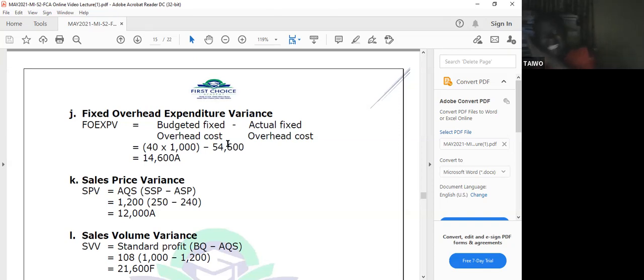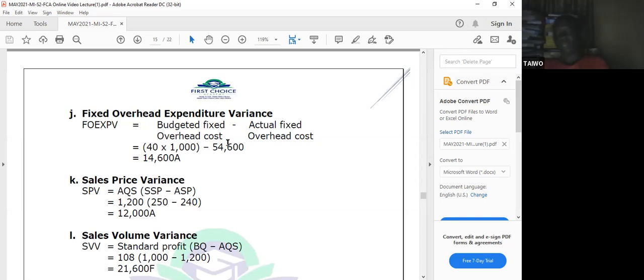Therefore, if you are finding your fixed overhead expenditure variance, what you quickly need to look at is the budgeted fixed overhead cost and the actual fixed overhead cost. The difference between the two is your fixed overhead expenditure variance. If your actual fixed overhead cost, what you actually incur, exceeds your budgeted fixed overhead cost, that's adverse, because you are spending more than what you wanted to spend. Like this one now is adverse, because what I actually spent was 54,600, but what I said to spend is just 40 times 1,000, which is 40,000.